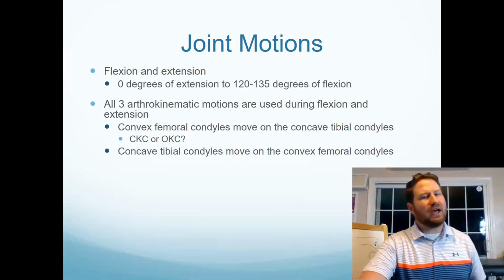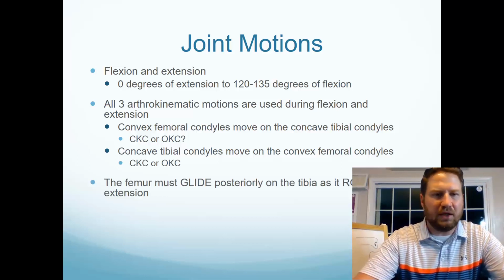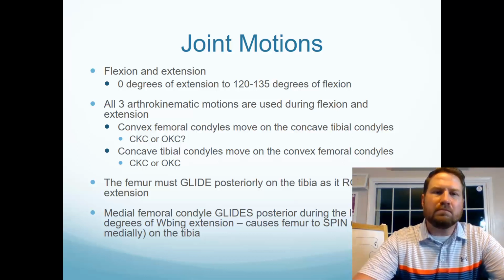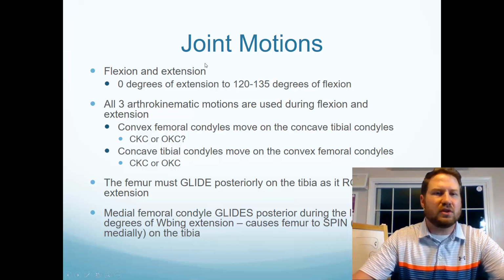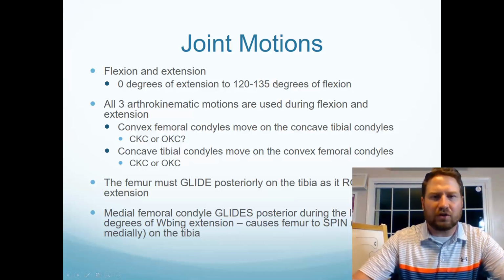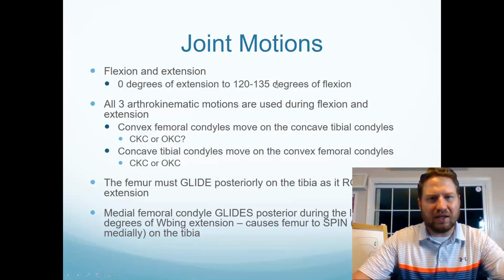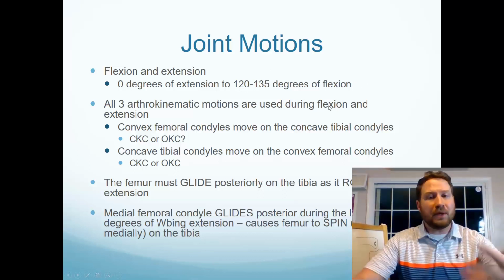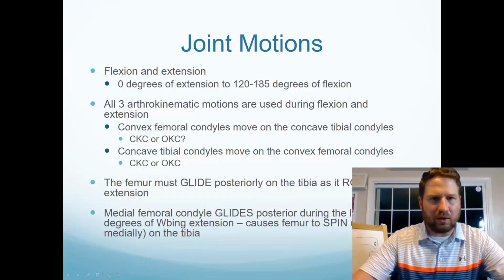So joint motions, we have flexion and extension. Really the only two. We'll get to the spin in a second. But our main joint motions are flexion and extension. We characterize it as 0 degrees of extension all the way out to 120, 135 degrees of flexion. It depends on size of limb or soft tissue approximation. Your string beans are going to get more to the 135, possibly even 140. Your bigger people, with a little bit more tissue approximation, may only get to 120, 125.